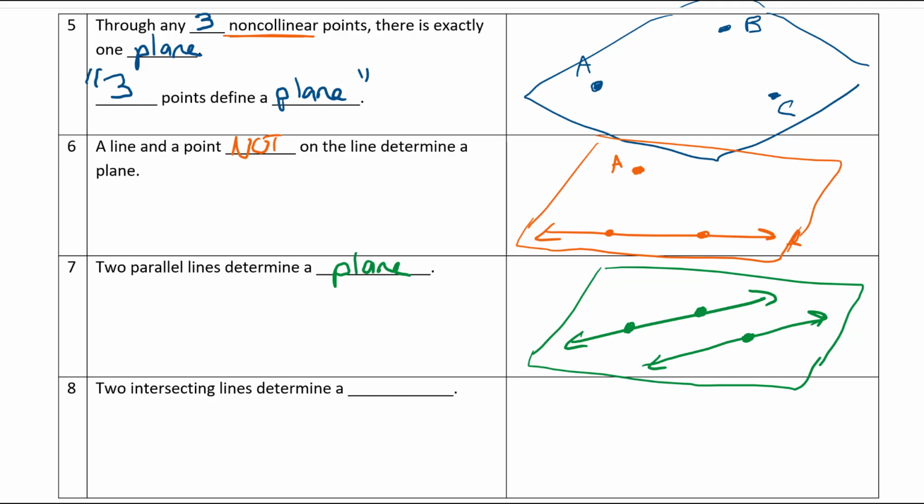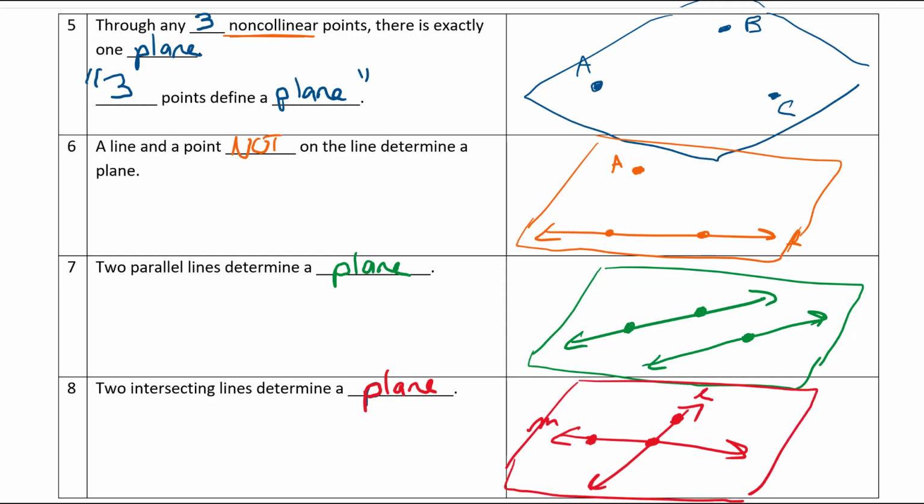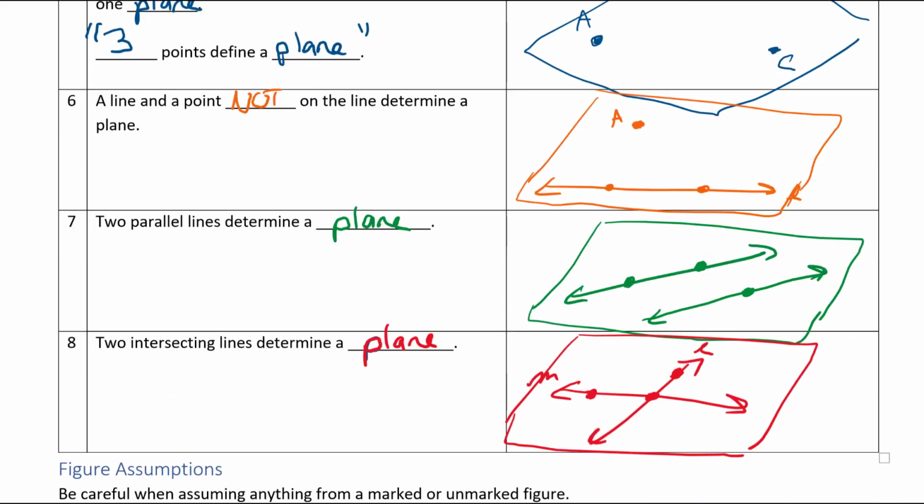And then the last one, number 8, 2 intersecting lines determine a plane. Okay, so we have an intersecting line here and an intersecting line here. So we have 1 point as the intersection. You have a point on line L, and we have a different point on line M. So you can see that those 3 points are 3 non-collinear points, and so they must determine a plane. So basically 6, 7, and 8 are all versions of 5. 3 non-collinear points define a plane, and these are just 3 different ways that you could get 3 non-collinear points.